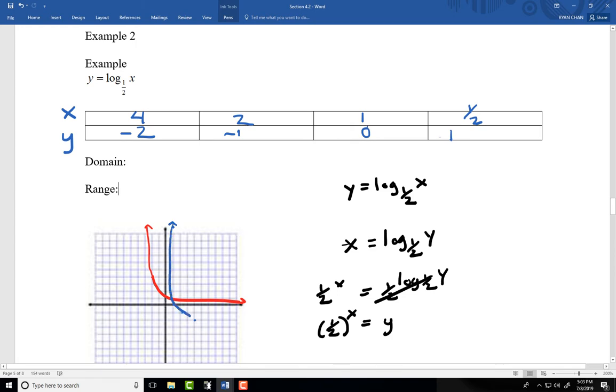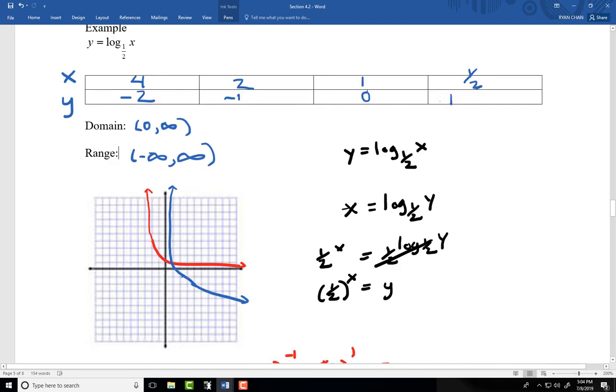And as you can see, they're reflections of each other here. Now what's my domain? Domain is 0 to infinity. Range is negative infinity to infinity. That makes sense, right? Because my y's and x's swap around. We're following.